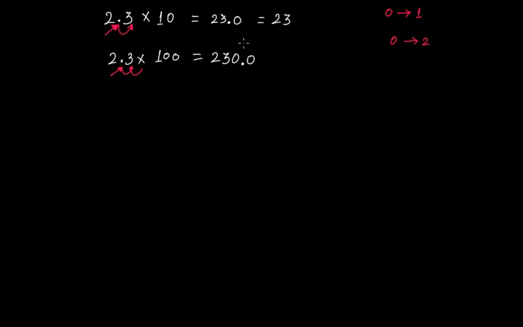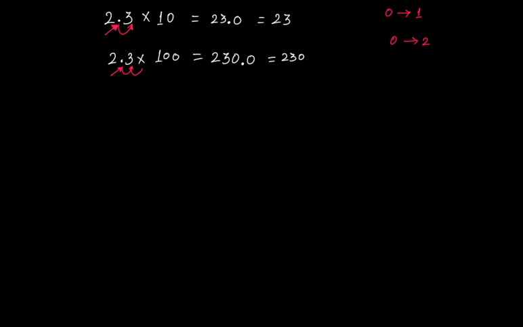Now this case can be written as 230 only. Why? Because 230.0 means that at the tenths place we have nothing, we have 0. It means it's 230 only. I'm repeating again. If you are moving your decimal point towards the right, and you have to place the decimal point after as many digits as the number of zeros, then if you don't have any other digit, simply put 0.